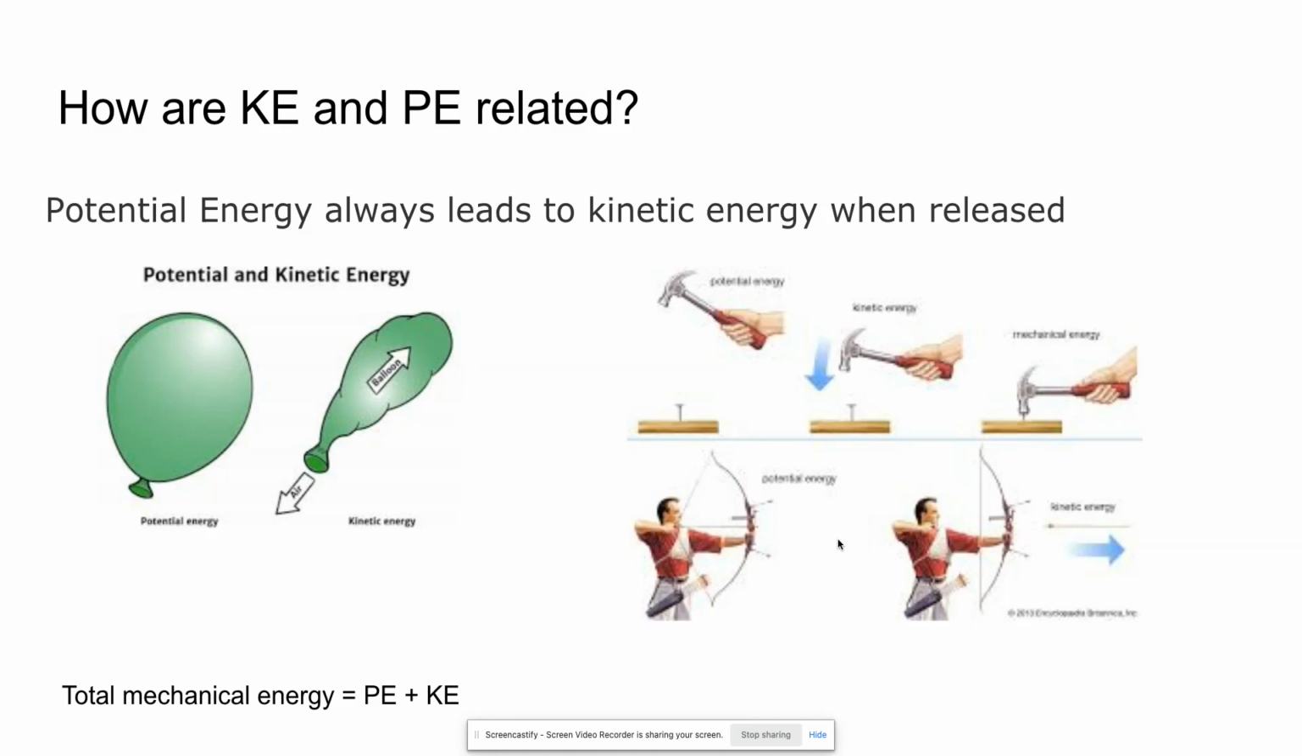Always remember that the total energy of the system is equal, well, in this case, when we're looking at potential and kinetic energy, the work or the mechanical energy is always going to be equal to potential plus kinetic.